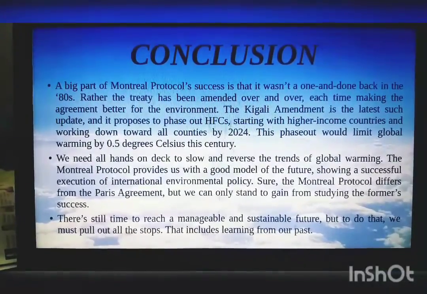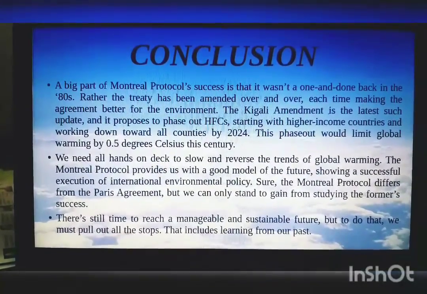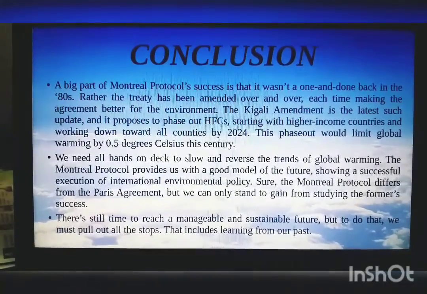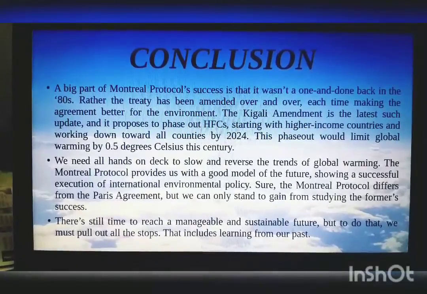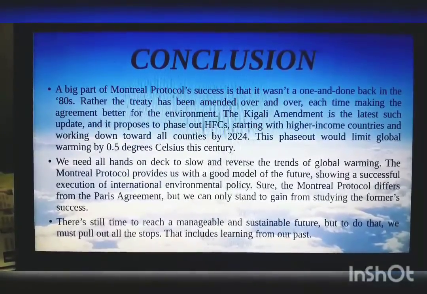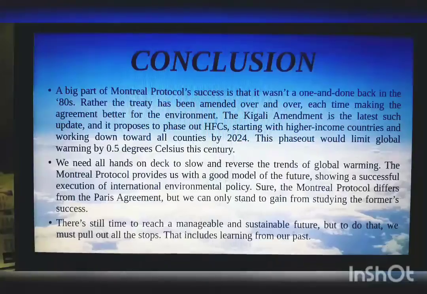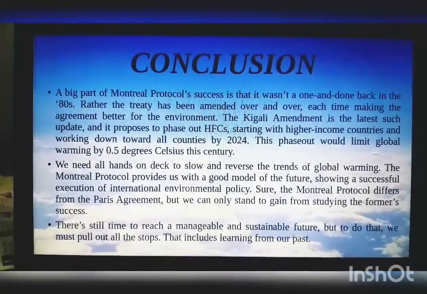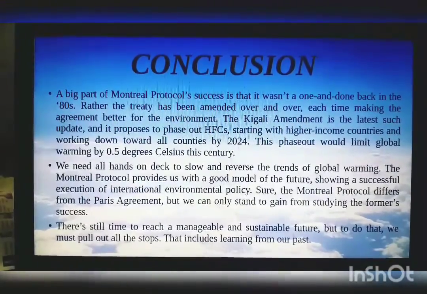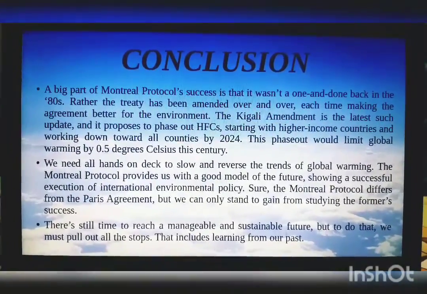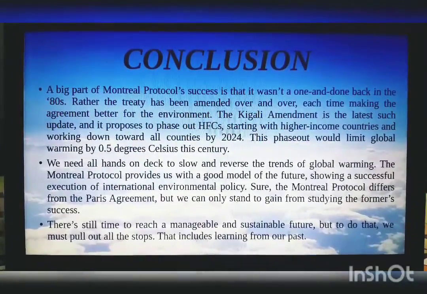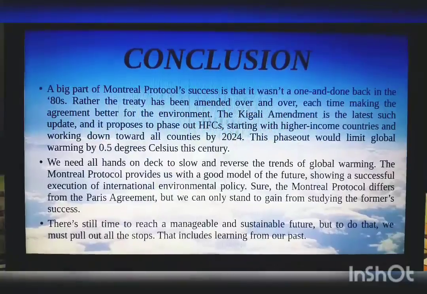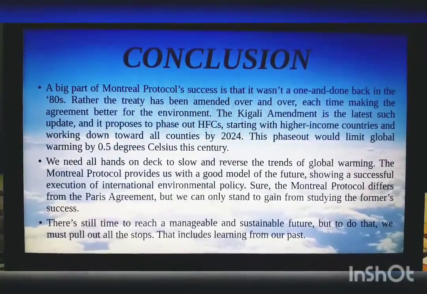We need all hands on deck to slow and reverse the trends of global warming. The Montreal Protocol provides us with a good model for the future, showing a successful execution of international environmental policy. Sure, the Montreal Protocol differs from the Paris Agreement, but we can only stand to gain from studying the former's success. There is still time to reach a manageable and sustainable future, but to do that, we must pull out all the stops. This includes learning from the past also.